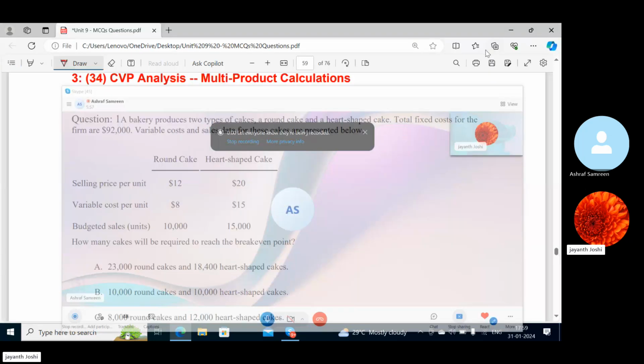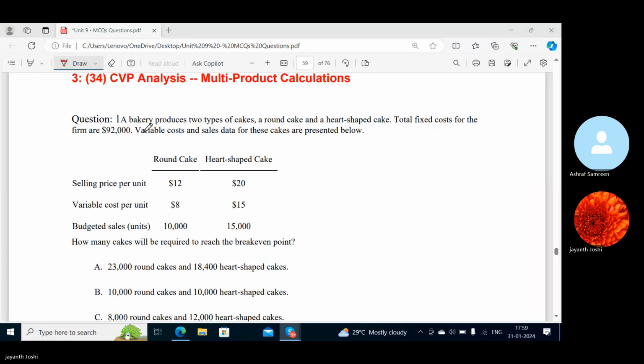So when we are speaking about multi-product calculations, there are two products here, because when you speak about multi-product, it can be more than one product, right? So there is a bakery. A bakery produces two types of cakes, a round cake and a heart-shaped cake. So this is a round cake and this is a heart-shaped cake.